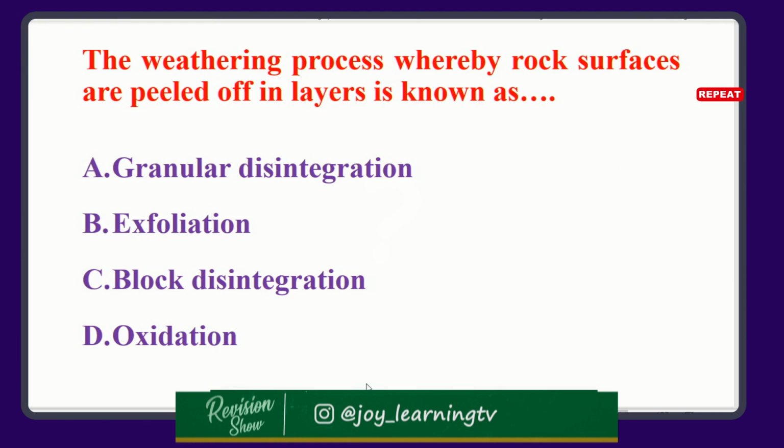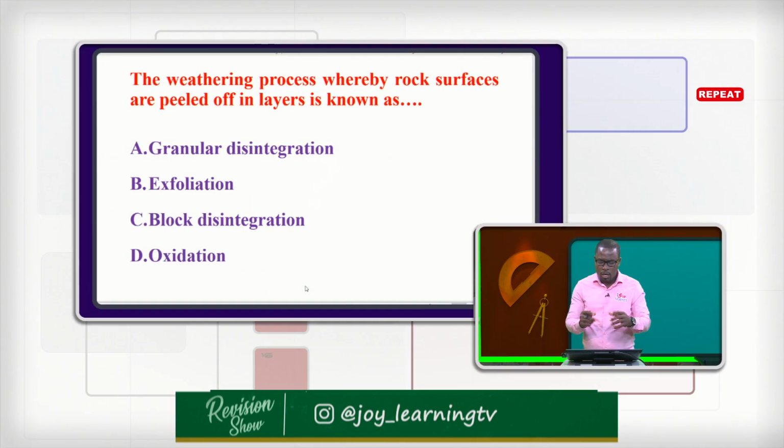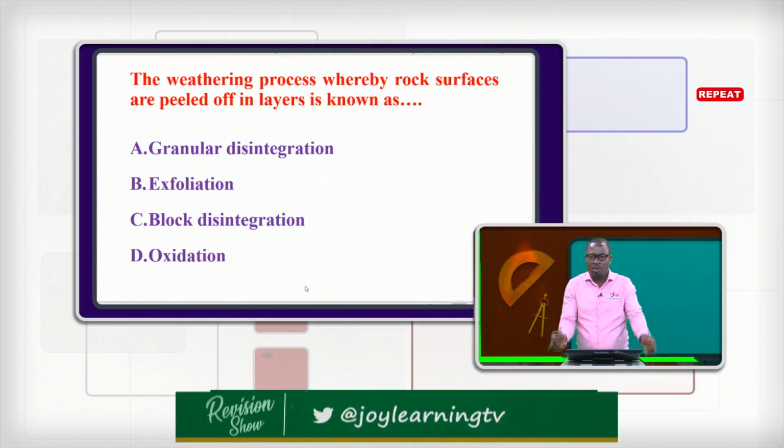Sharif, the weathering process whereby rock surfaces are peeled off in layers is known as A, granular disintegration, B, exfoliation, C, block disintegration, and D, oxidation. Which one is the answer? B, exfoliation. You are correct, Sharif. Thumbs up.